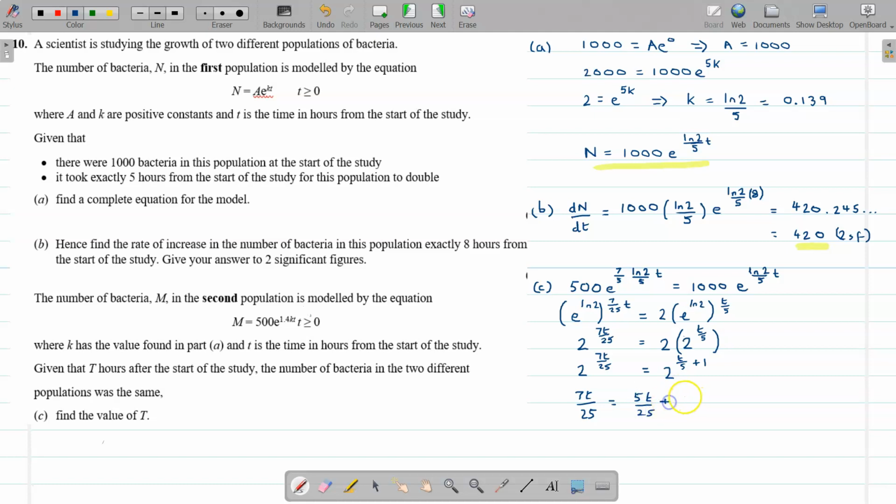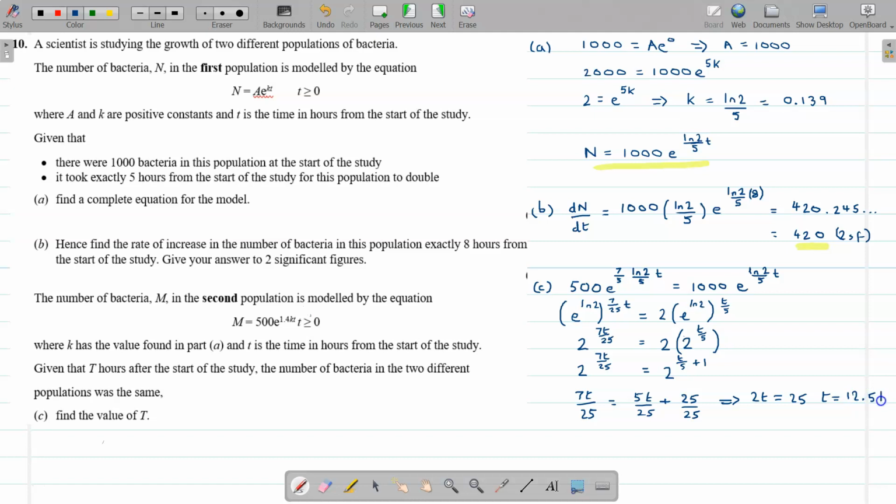So basically I've just got rid of my denominators. Probably didn't need to write all that down, but that's just showing fully what's going on. So basically 7t equals 5t plus 25. So therefore 2t equals 25. And if that's true, then t must be 12.5 hours, which is the answer.